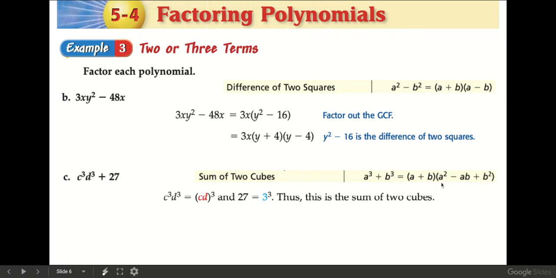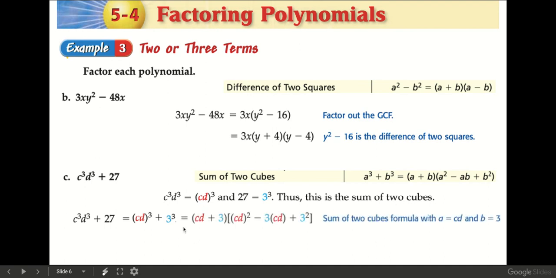It's equal to a plus b parentheses times parentheses a squared minus ab plus b squared, right? So basically we get to fill this out here. So again, this is my original problem. If I rewrite it as cd cubed plus 3 cubed, because that's what this equals, now I can see, I can kind of plug it in into this algorithm here. So it's going to be cd plus 3 parentheses, and then parentheses cd squared, right, because it's a squared, minus, right, minus ab, so minus 3 cd, right, the a and the b, right, plus b squared plus whatever my second term was, which was 3 squared.